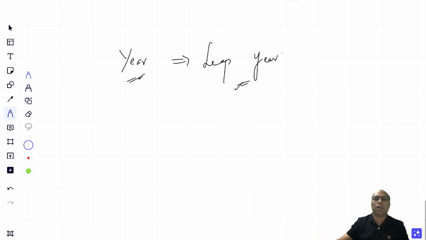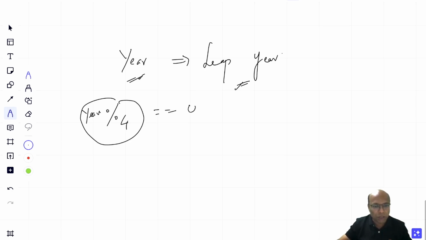What is a leap year? We all will say any year that is divisible by 4. Divisible by means what? The remainder needs to be 0 when I divide by 4. If the given year modulus 4 is 0, that means I compare with 0, it's a leap year. This is what we say, right? But it is not true. This condition is not always true. It is true to some extent, but to some extent it is not true.